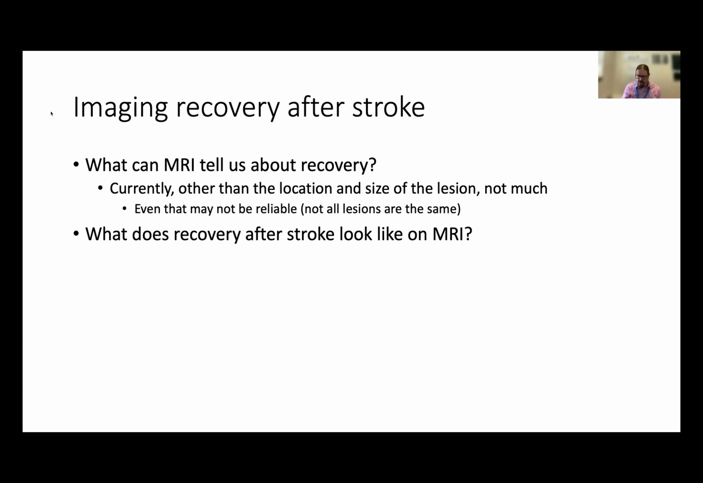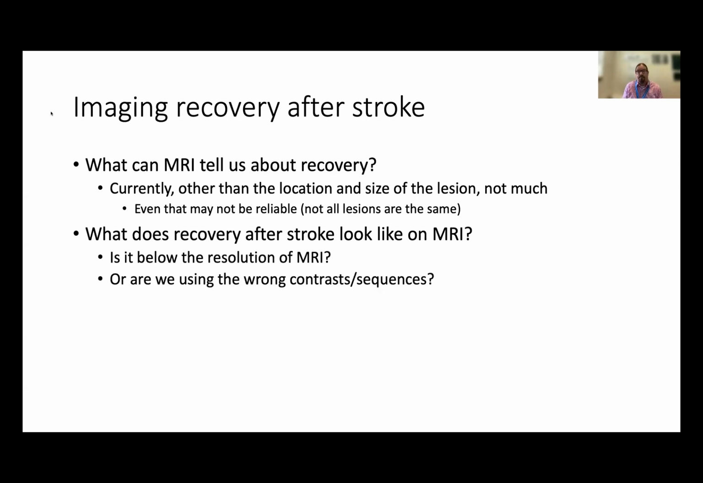So what does recovery look like on MRI? Is it below the resolution of MRI? Is this an impossible task? Or is it that we're just using the wrong contrast, the wrong sequences? I mean, MRI basically has infinite possible contrasts and sequences that you can put together. And so maybe we just haven't hit the right one yet, and we need to think more broadly. So I'll try to touch on all that as we go along.